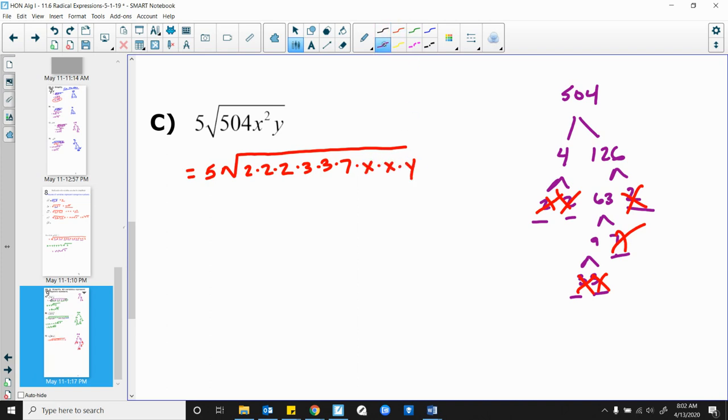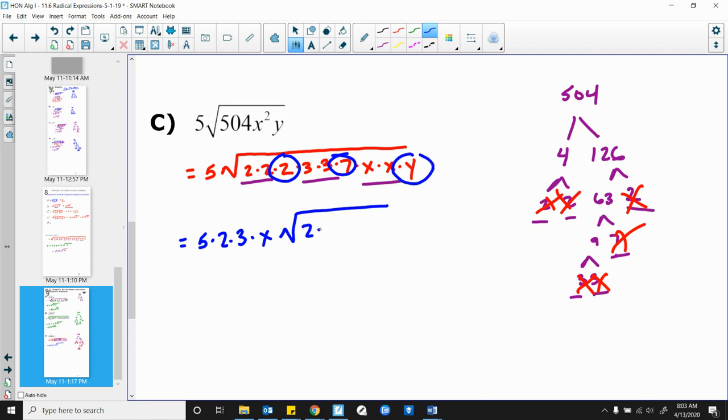Okay, we identify our pairs in here. We're going to have a pair of 2s, a pair of 3s, and a pair of x's. Those will all leave and join the 5, and they'll become 1. So in this case here, we'll have our 5 still, times my pair of 2s, so times 2, times my pair of 3s, times my x. And then my radical sign will have my non-pairs. So 2, 7, and y. So 2 times 7 times y.